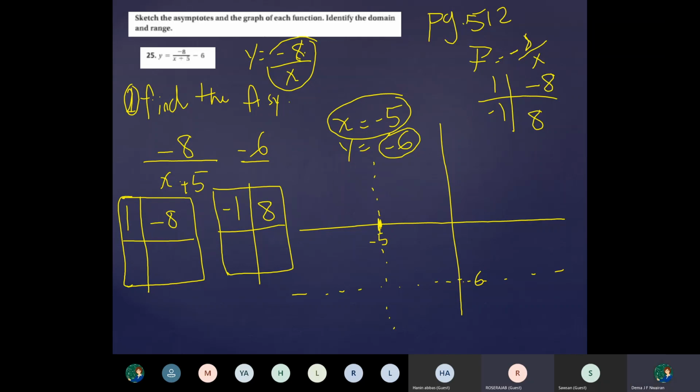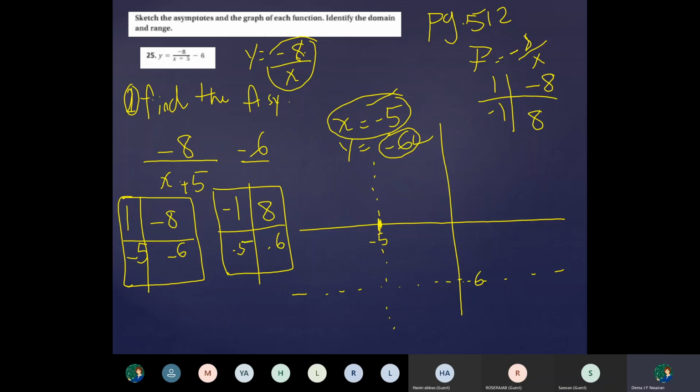Every time, just plot 1 and negative 1. Or you can plot 2 and negative 2, greater than 1. To make it easy for you, just put 1 and negative 1. Now my new points for negative 8 over x will be 1, negative 8, and negative 1, 8. Then the second step, x is negative 5 and y is negative 6.